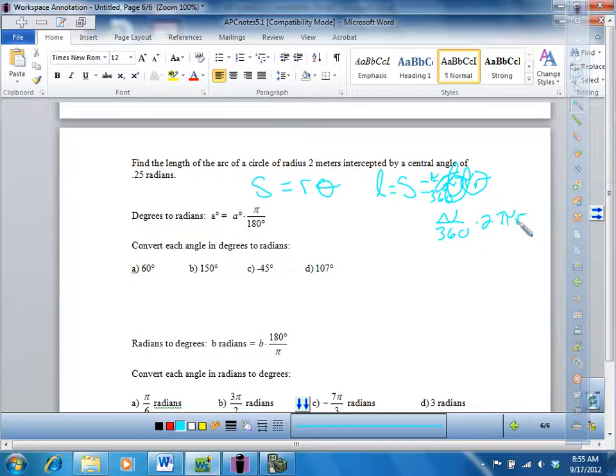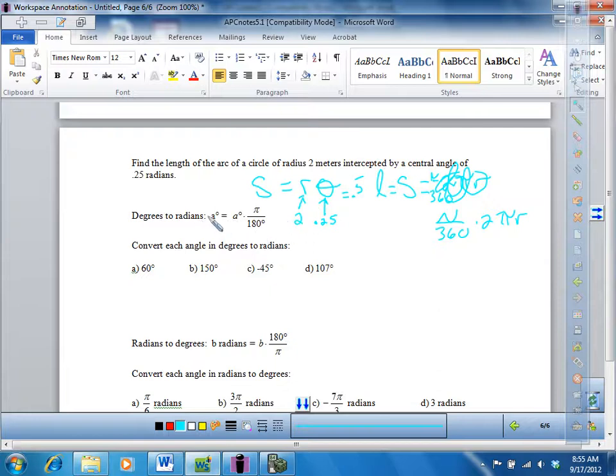That would give you the length of an arc, okay? We have a much simpler formula when you're dealing with radians, but you have to plug in that angle in radians, not in degrees. So if I'm doing that, I plug in 2 here and 0.25 here, and I end up with 0.5 as the length of my arc. So what that's saying is, if the angle is 0.25 radians and the length of the radius is 2, then I have an arc length of 0.5.